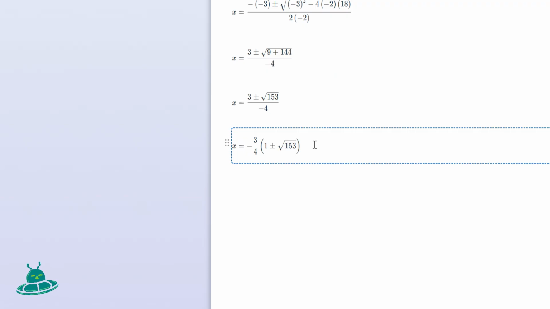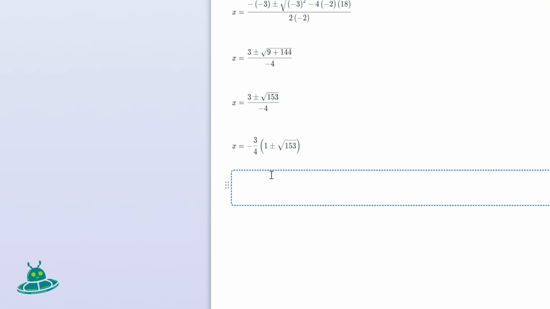Negative 3 over 4 times 1 plus the square root of 153 is, hopefully we all got the same thing, but I got negative 3.842. Let's just leave it at 3.